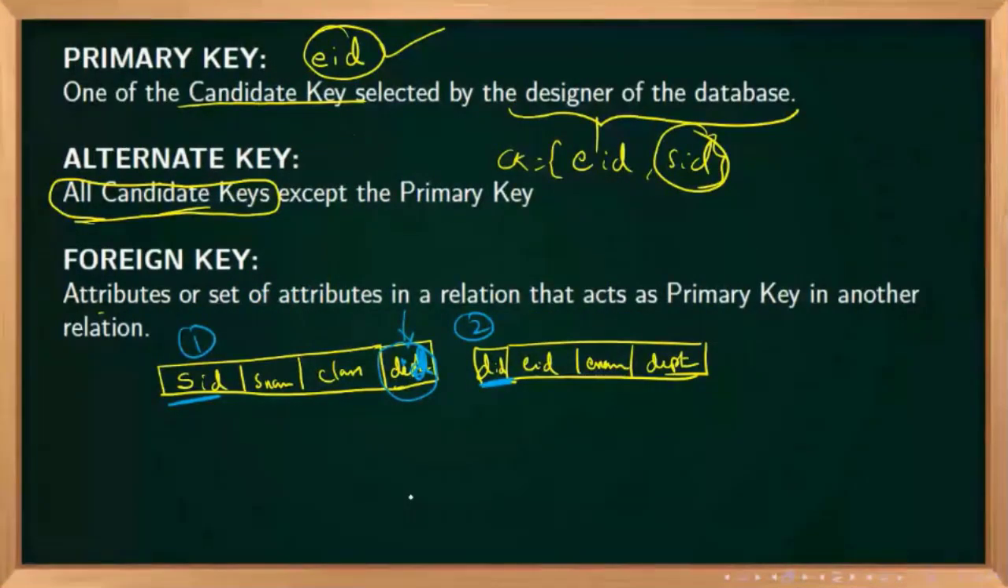And you know primary key. Primary key means from the set of candidate keys, your database designer will select one key, that is a primary key. Alternate keys, you know, are all other remaining keys. Foreign key concept we will discuss again later.